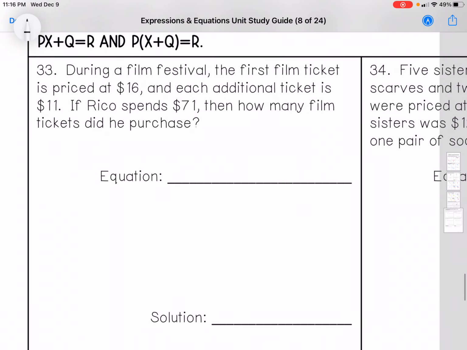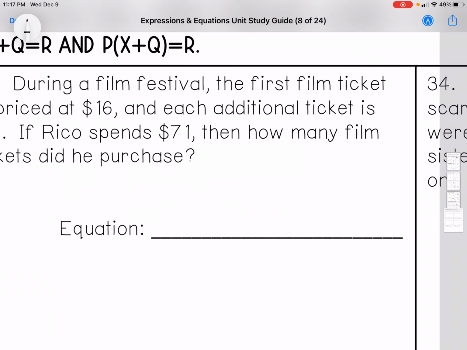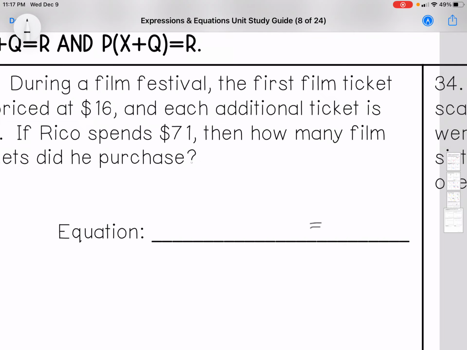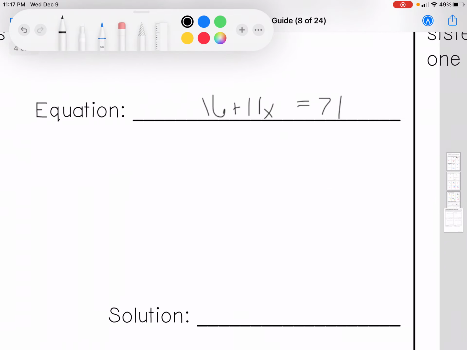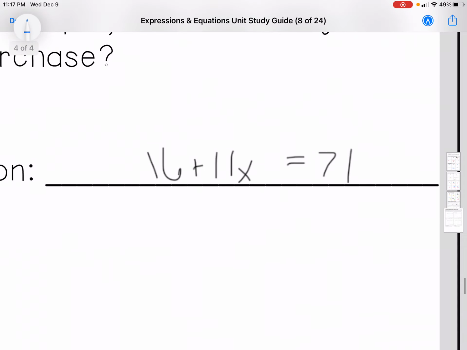Last board. During a film festival, the first film ticket is priced at $16 and each additional ticket is $11. If Rico spends $71, then how many tickets did he buy? Alright, we know the total is 71. We know the first ticket was 16 plus 11 times x, because $11 times how many every other ones are. Alright, so how do we solve that?